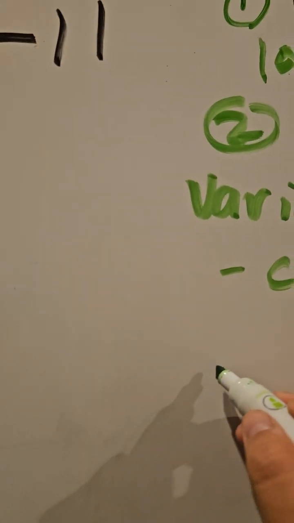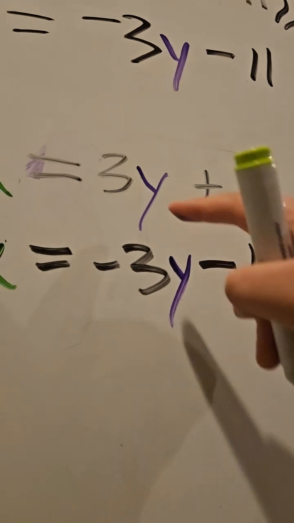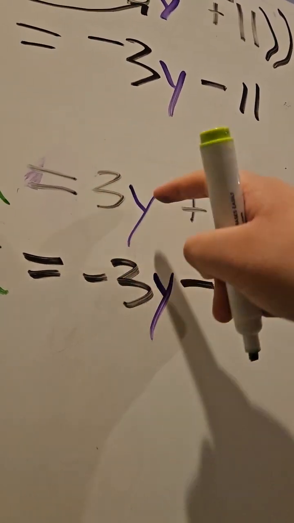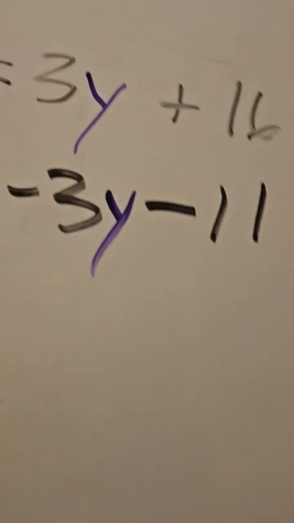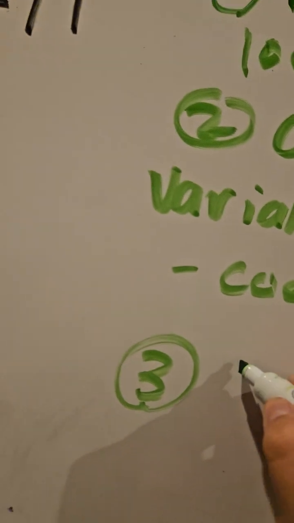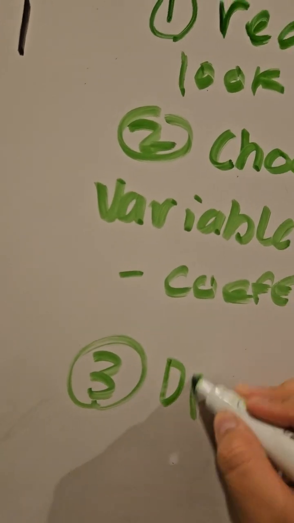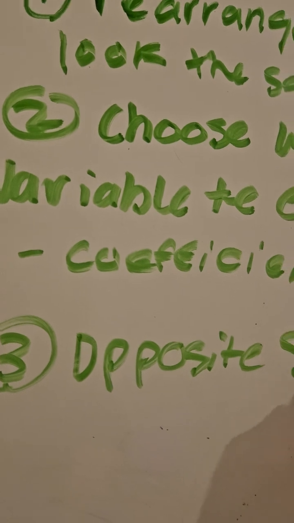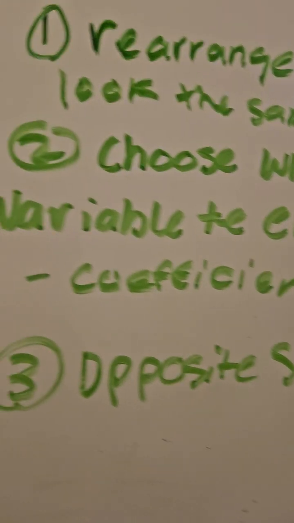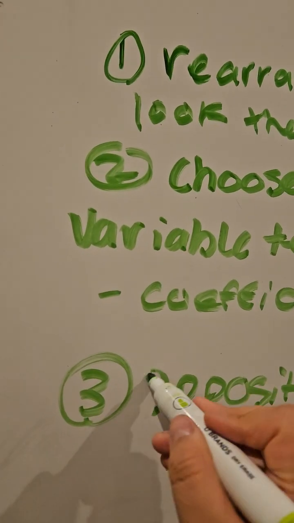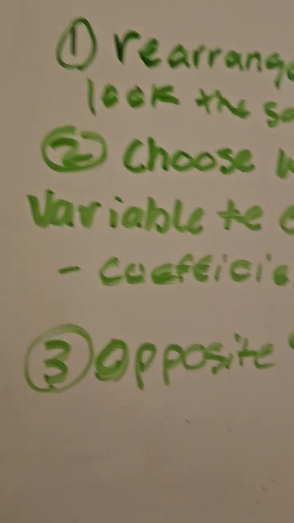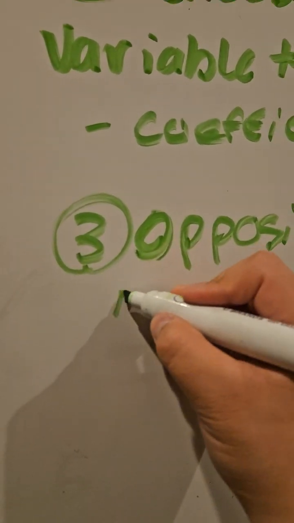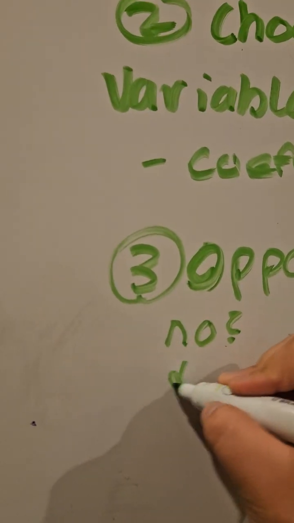And then the third thing we did was to make sure that the signs were opposite on the two equations. So, opposite sign? You have to ask yourself that. Opposite sign. If no, multiply.